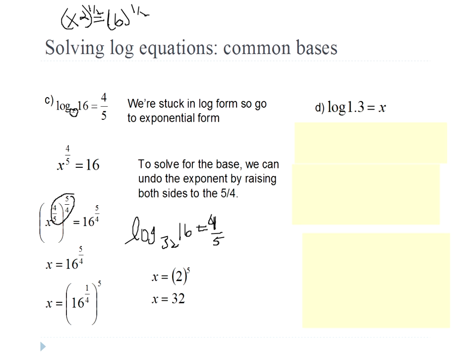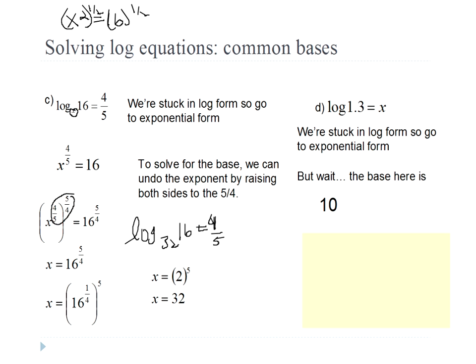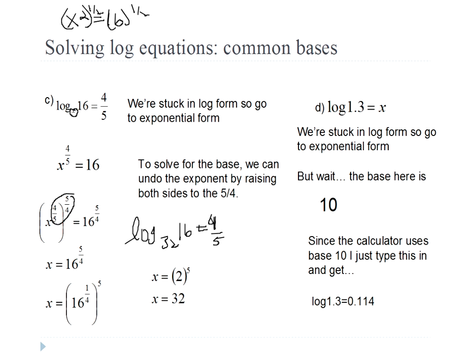Here's one: log 1.3 equals x. Again, if I'm stuck in log form, I go to exponential. Wait a second though, the base is a 10 here. And my calculator can do that. Notice that if I had gone to exponential, I have this. The only way that I can do anything in exponential is by trying to get a common base. And I can't get a common base here. So exponential is no good. So the log form has to be good for us. And of course it is here because we have base 10.